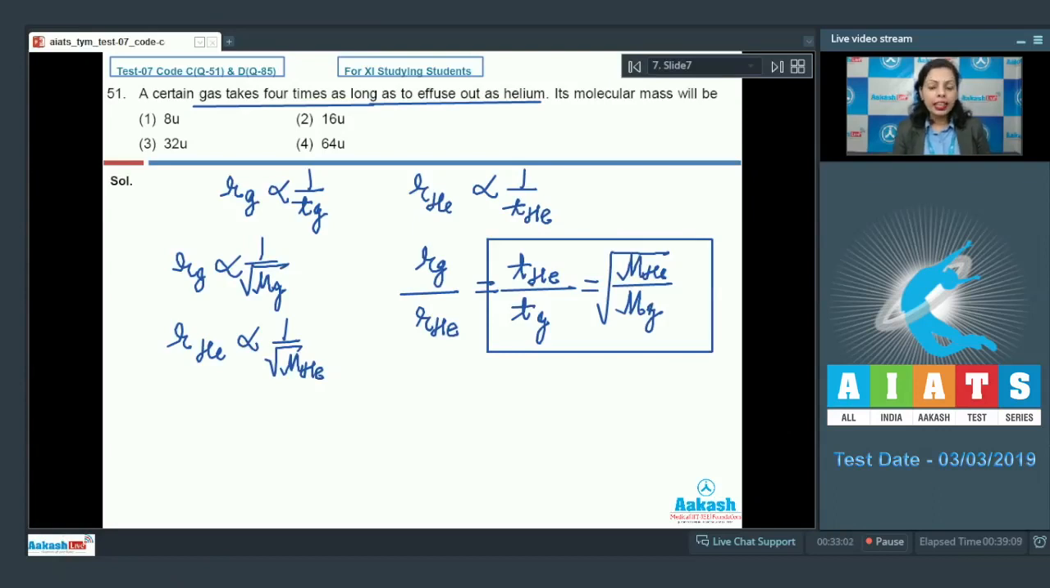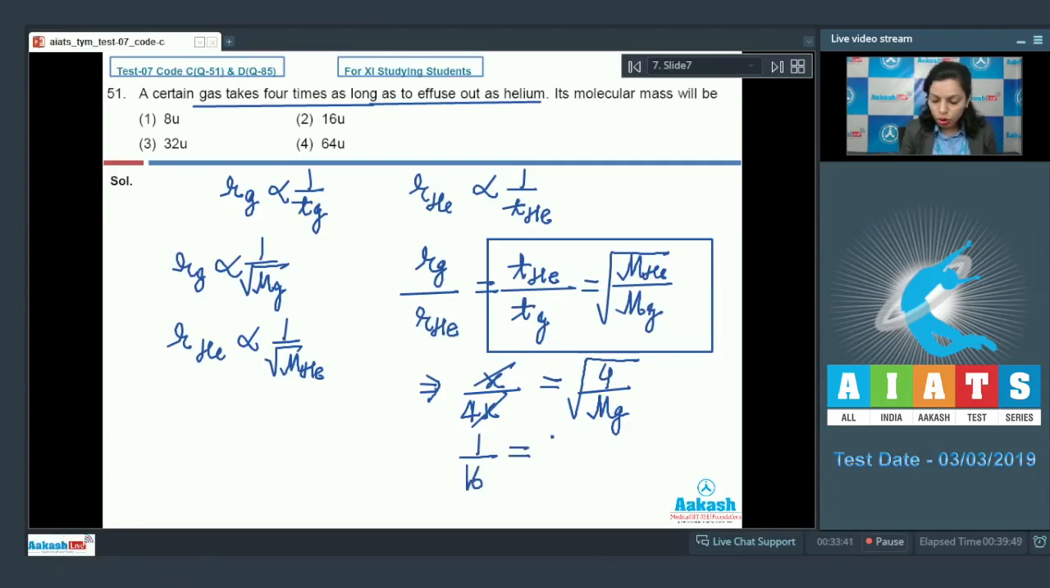Time taken by helium is suppose x, then definitely that gas will take 4 times x. So instead of writing The, I'm just writing x, considered as the time taken by helium to effuse. Further, the time taken by the gas to effuse is 4 times this x, and that is equal to the root of the molar mass of helium, that is 4, divided by Mg. We don't know this, that's why I'm using Mg here. So it becomes 1 by 4. Squaring both sides, you will obtain 1 by 16 is equal to 4 by the molar mass of that gas.